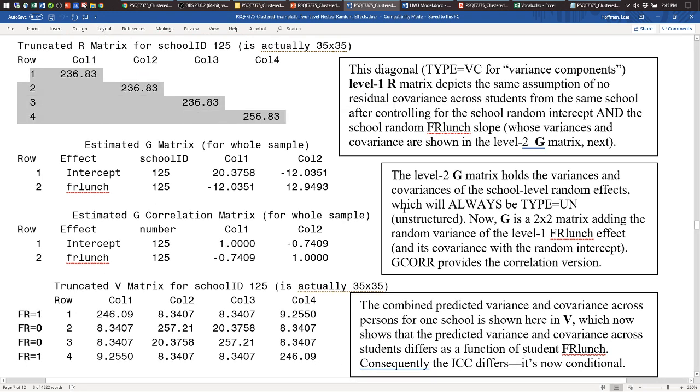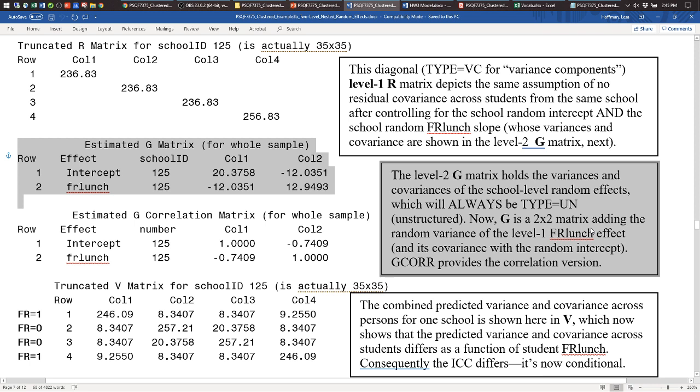Here's my R matrix again. It has less variance in it because some of it was explained by the fixed effect of free lunch, and the random slope variance for free lunch was taken out of it to become a new variance at level 2. So here's G. G is my level 2. It's the variance and covariance of my random effects that vary across schools.